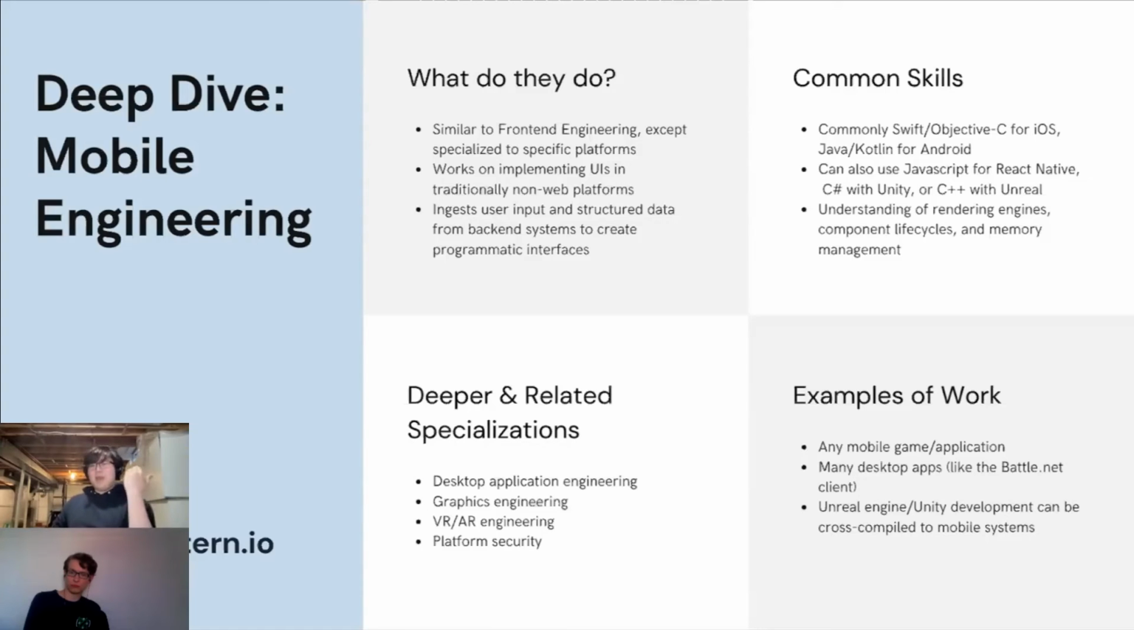Examples of work. Any mobile game application, and a lot of desktop apps like the Battle.net client or the League of Legends client, require custom engineering that is more similar to the mobile engineering scaffolding, because it combines a mixture of more graphics engineering than just structured scaffolding like what happens in web with Frontend. I guess technically they're based on how you want to define it. Frontend and mobile engineering are basically very similar things, but there's enough of a difference in terms of how many people specialize in Frontend and mobile each that I wanted to really differentiate them.